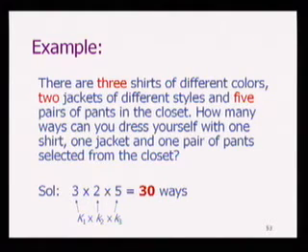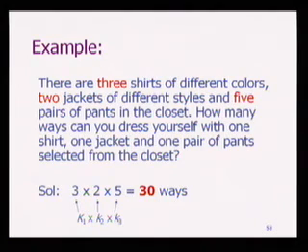Then if I say, what's the chance if there are three shirt colors, maybe yellow, white, blue, and two jackets, one leather, one non-leather, and 5 pants, maybe red, blue, white, brown, gray, whatever, right? What's the chance of getting a blue shirt, a leather jacket, and white pants? That's just one out of all the 30 possible ways, right?